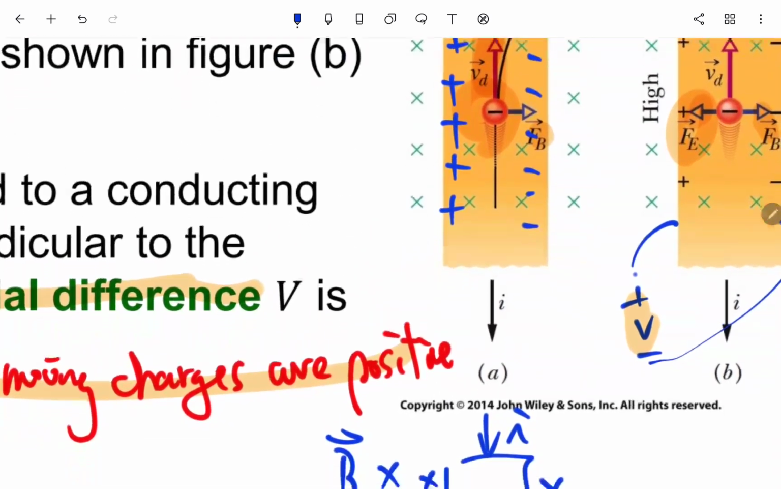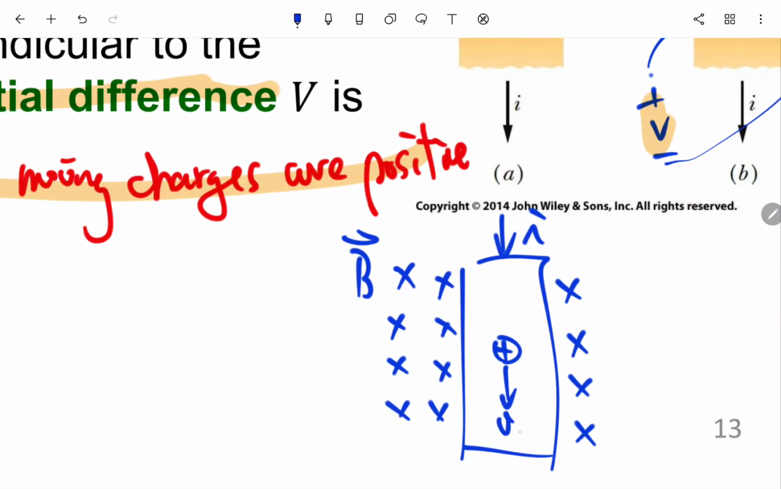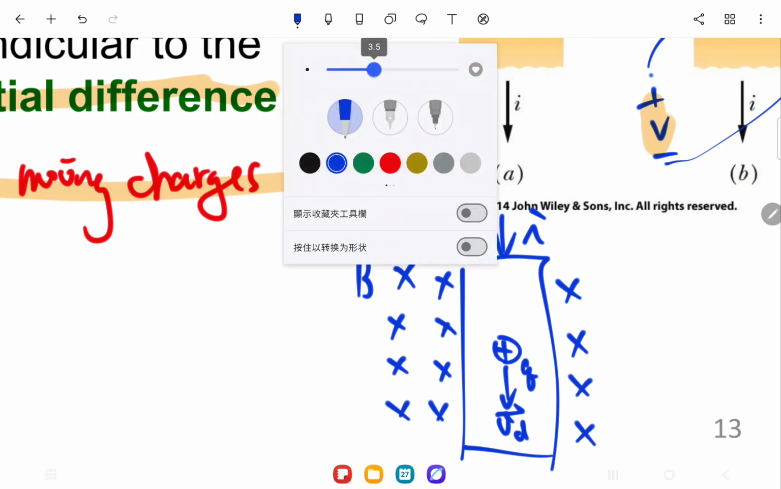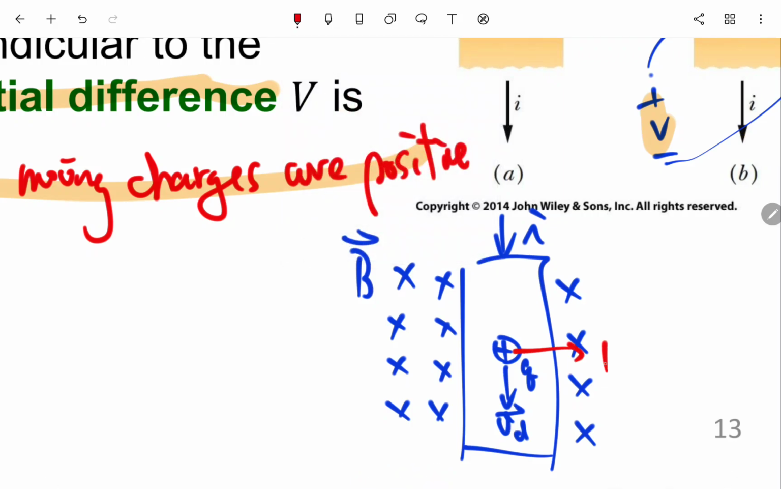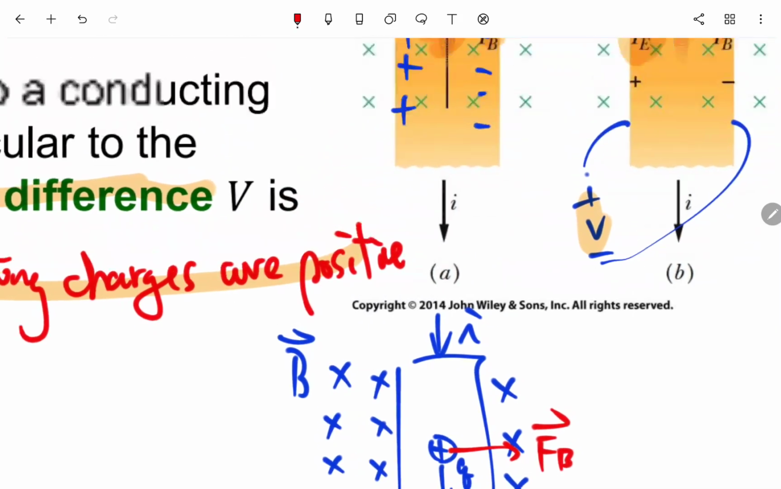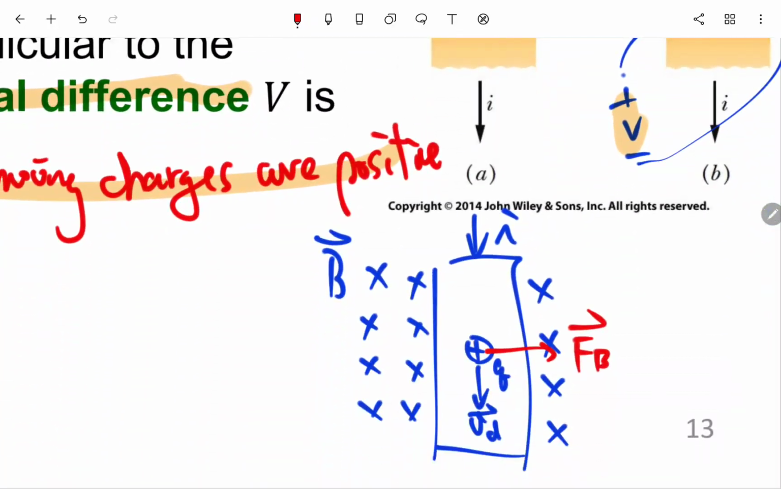So if it is VD pointing downward, and this is a positive charge, so Q is positive, and V is pointing downward, crossed into the page. Your thumb will be pointing to the right side. VD cross into the page, your thumb is pointing to the right side, and it is a positive charge. So FB is pointing to the right side. Actually, the same as the previous case.